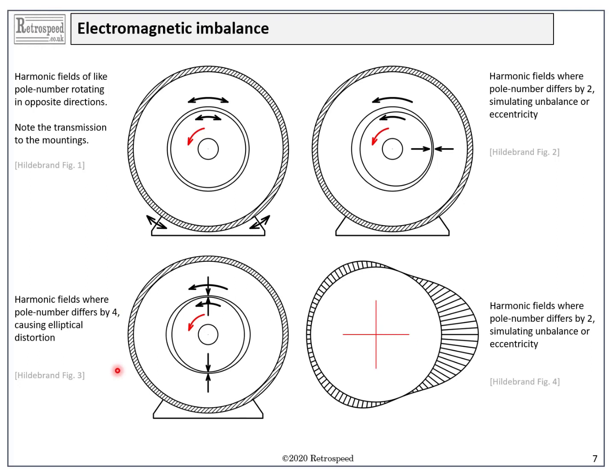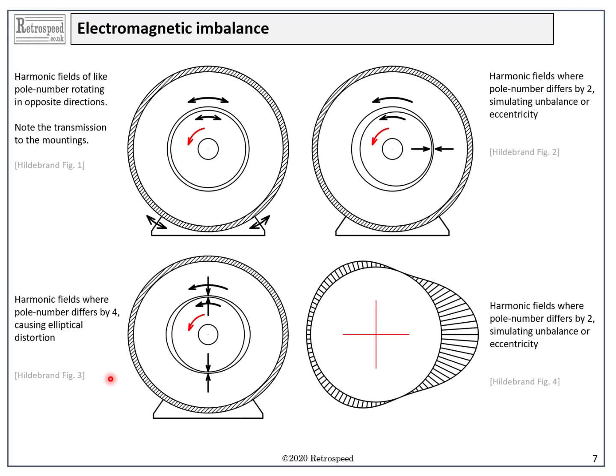Then at the bottom left we have the case of two flux waves differing in pole number by 4. The tendency here is for the force field to ovalize the rotor or stator, or both of them, into an elliptical shape. We might expect that elliptical deformation must be very small in such a rigid structure as a well-made electric motor, but it's all a question of resonances, and ovalization is one of the common low-order modes of vibration of ring-shaped structures like the stator. Remember that the deflection needed to produce an audible noise is very small.